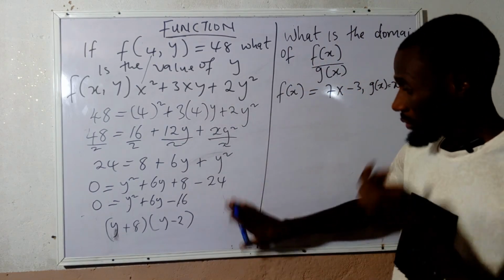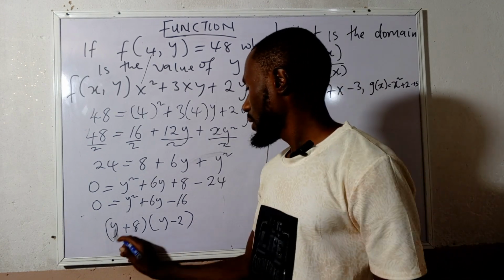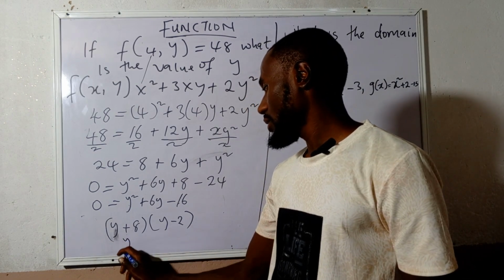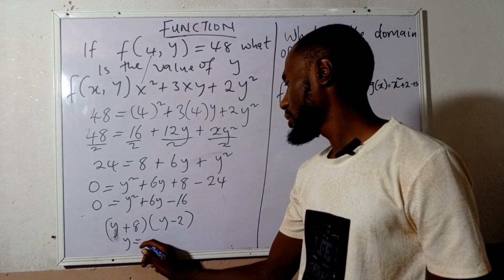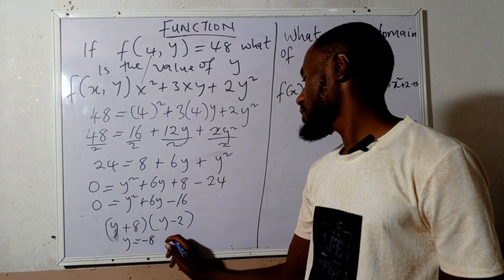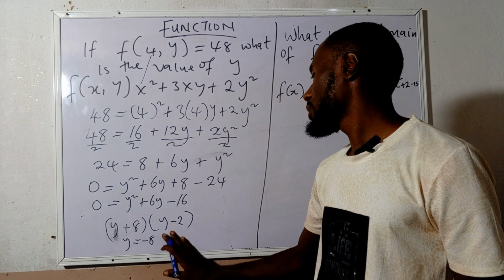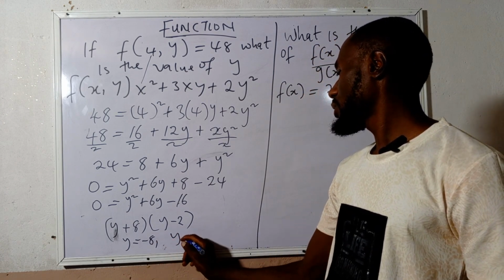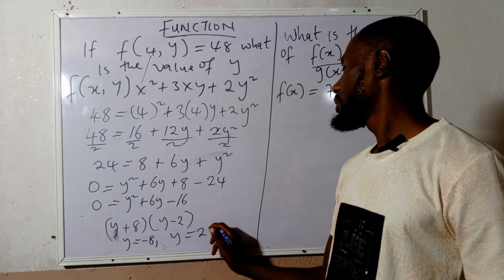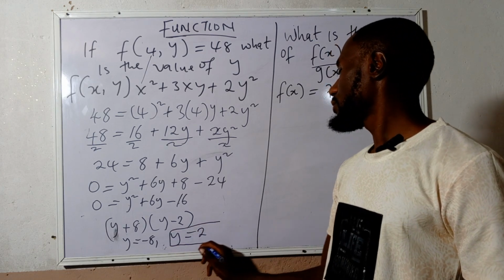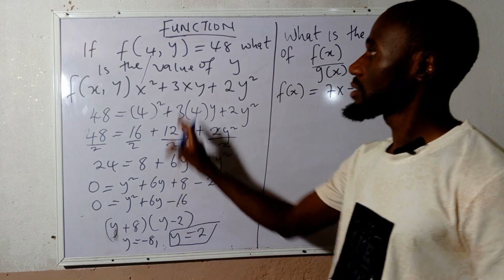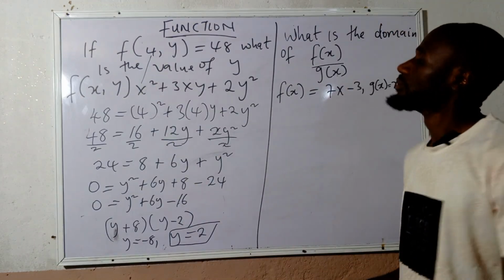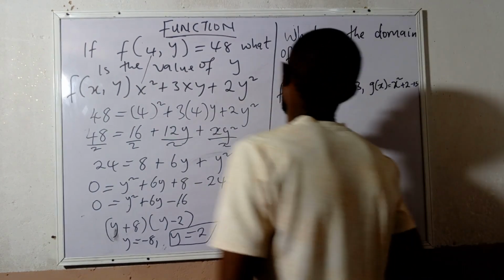Then let's make y: it is either y is equal to minus 8 or y is equal to 2. Therefore, the value of y is 2 if x is 4. Then let's solve the next question.